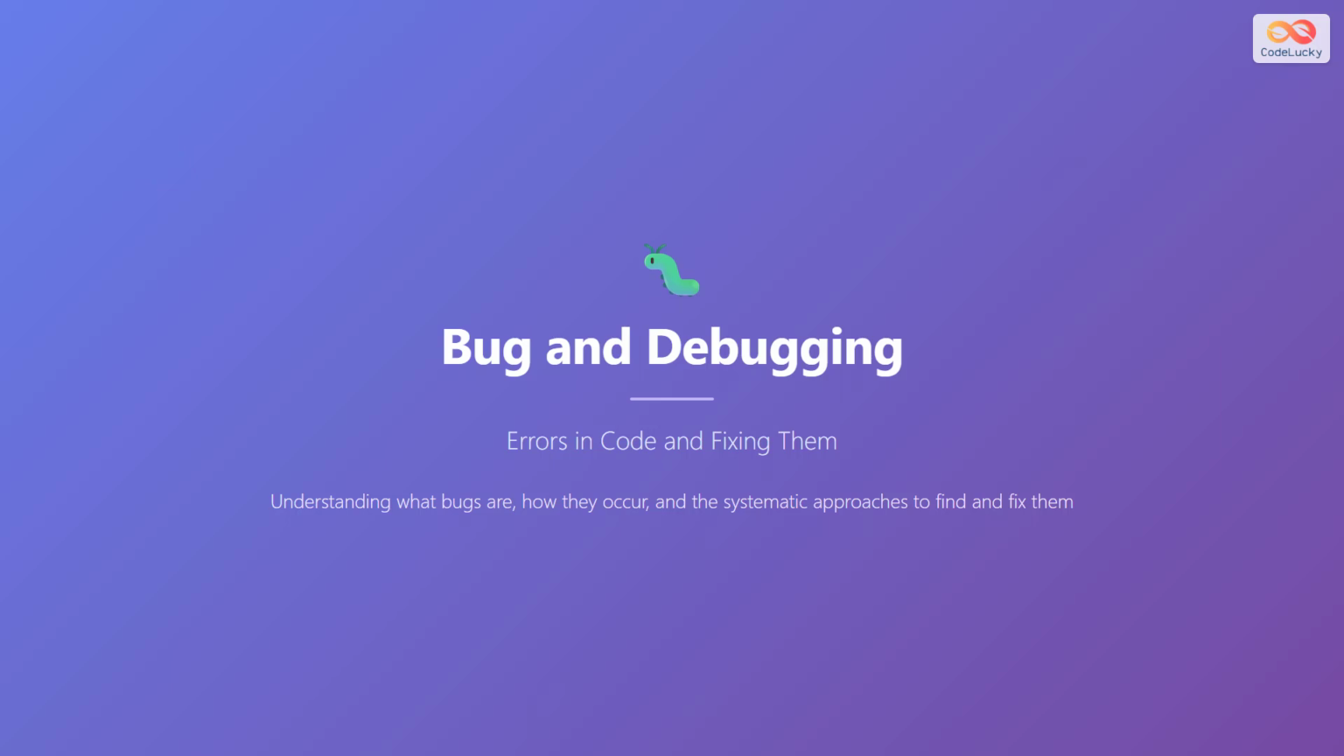Welcome to the Computer World Terminologies and Concepts series. In this video, we explore bugs and debugging. Bugs are errors or defects in code that cause programs to behave unexpectedly. Debugging is the process of finding and fixing these bugs. Whether you are a beginner or experienced programmer, understanding bugs and debugging is essential for writing reliable software.